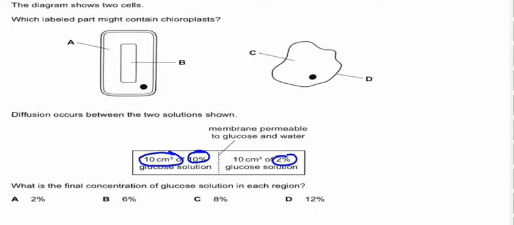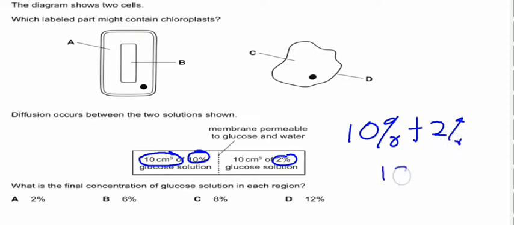Now the question is saying, what is the final concentration of glucose solution in each region? So in each region we are going to have 12% when they mix up. So it's more like 10% plus 2%, so 10% plus 2%, we are going to get 12%. That is what we are going to have here. So the answer here is just going to be D.